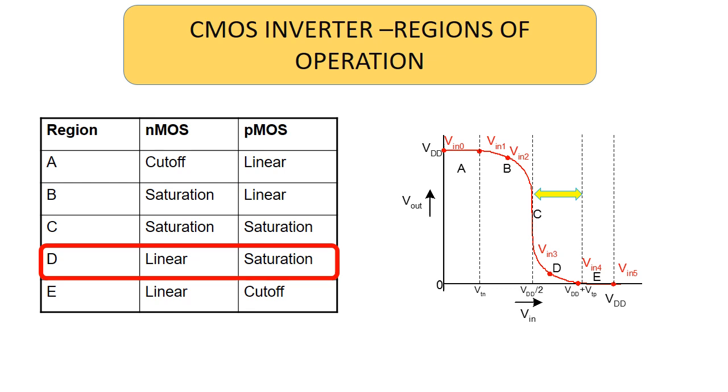The D region is described by Vin greater than VDD by 2 and less than or equal to VDD plus VTP. The P device is in saturation region while the N device is in its non-saturated region. In region E, Vin is greater than or equal to VDD plus VTP. The N device is in the linear mode and the P device is in cutoff.